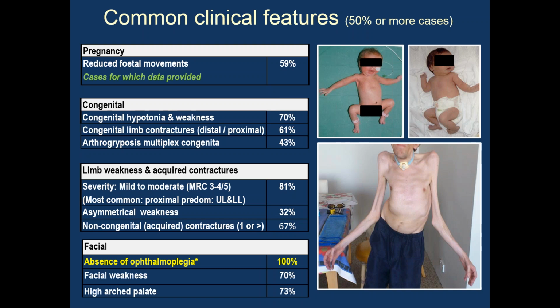In terms of the facial features, so absence of ophthalmoplegia. So ophthalmoplegia is weakness of eye movements. And that's actually a really common feature in a whole lot of other conditions that cause internalized nuclei. So the absence of that feature in these cases is actually a really good hook for us in terms of thinking about this diagnosis. And in 100% of cases for which we had data on this item, there was no weakness of eye muscle movements. Facial weakness was also really common, as was a high arched palate. And the high arched palate normally develops because the facial weakness has been present during development in utero. So another really common feature.